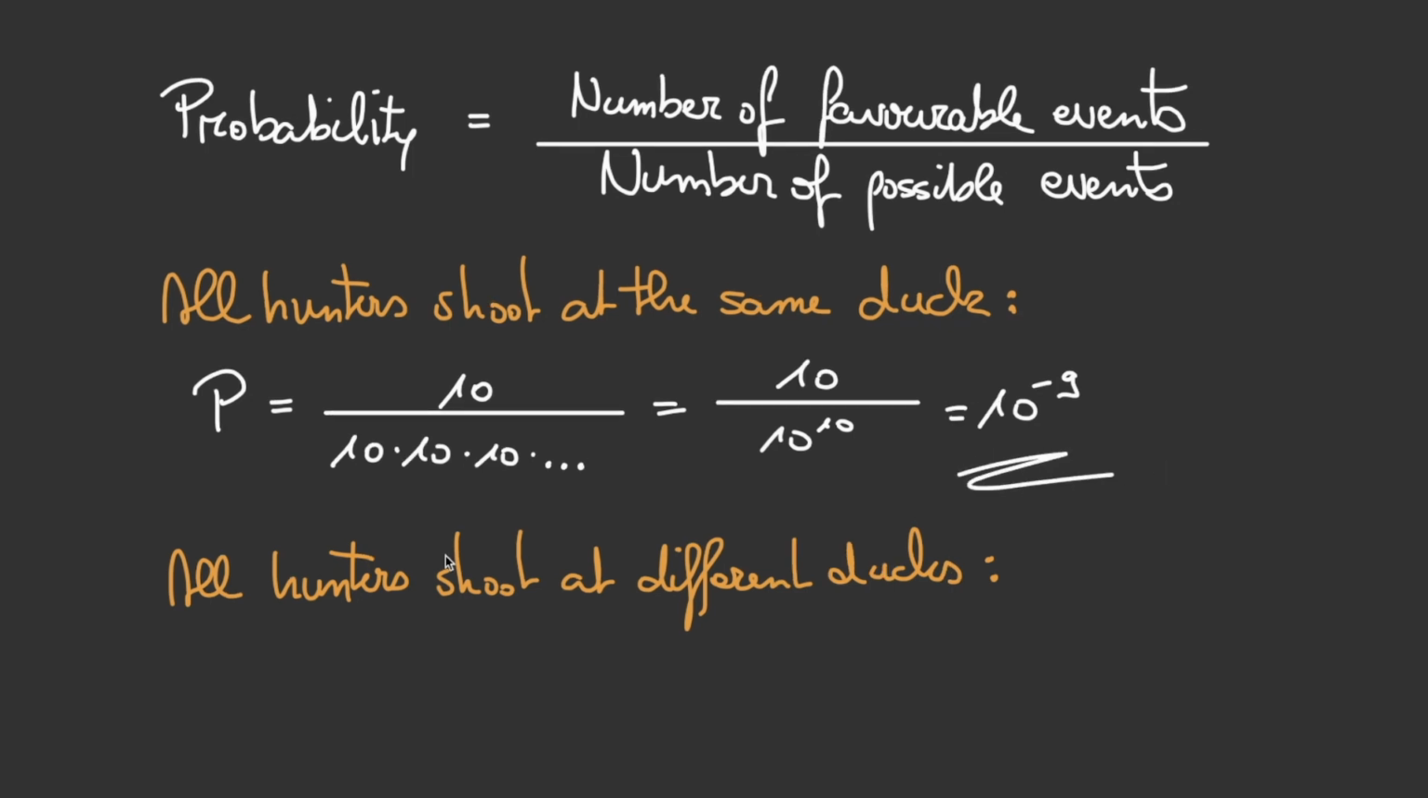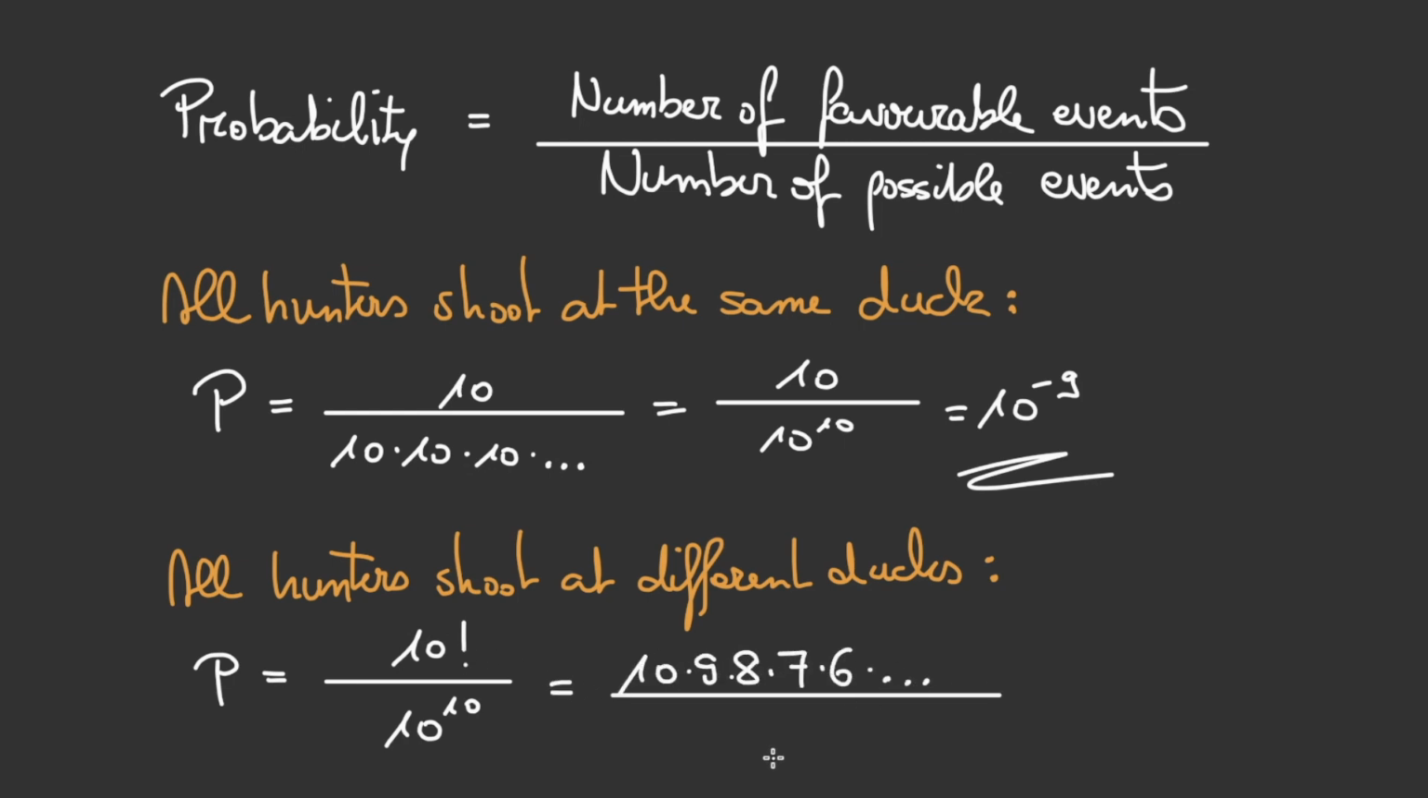Let's look at the second case, where all hunters shoot at different ducks. The possible outcomes are again 10 to the 10th. The favorable outcomes are 10 factorial, which is 10 times 9 times 8 times 7 times 6 and so on. That's also easy to figure out. Try it yourself. Now, that was easy. Both probabilities are tiny, as expected.